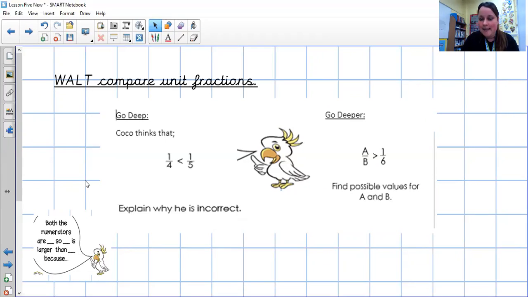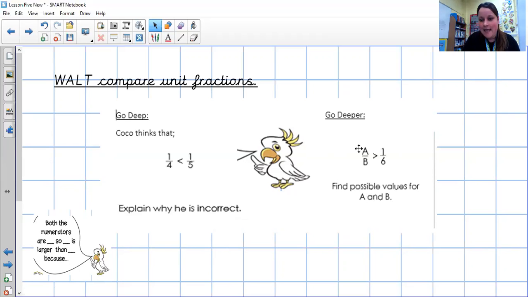Once you've had a go at doing it, you notice the mistake that Colin has made, and you help Colin by explaining how to compare two unit fractions. What does Colin need to understand? Maybe the generalized statement might help him, okay? And you could include that in your explanation. Then you'll go deeper today.